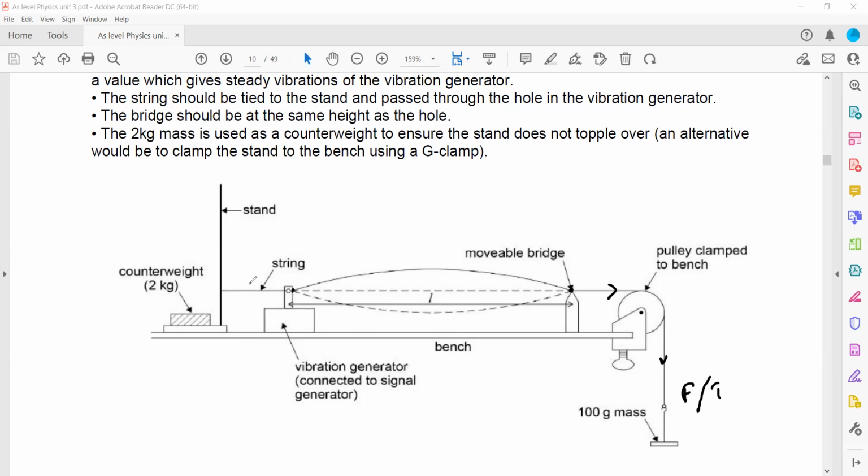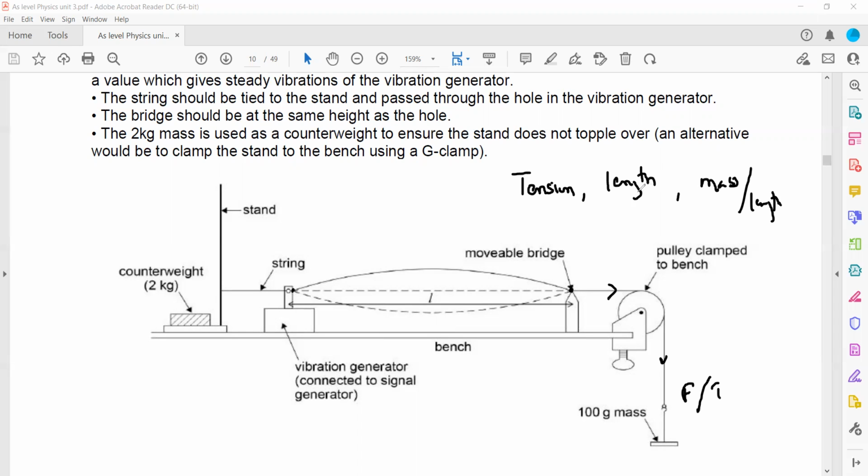So what will happen when we switch on this vibration generator? But the thing is, because there are three factors: one is the tension, one is the length, and the third one is mass per unit length. Mass per unit length is also known as the thickness of a wire. If there is more mass per unit length, it means a thicker wire.